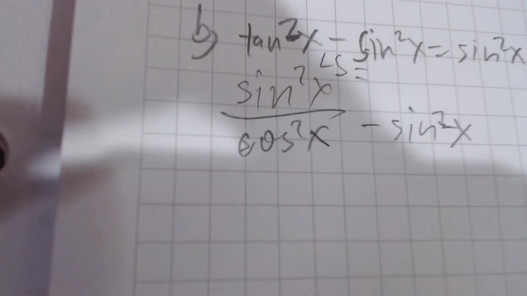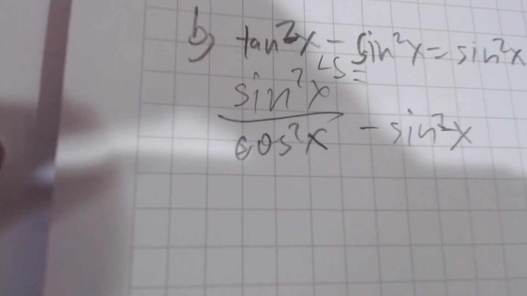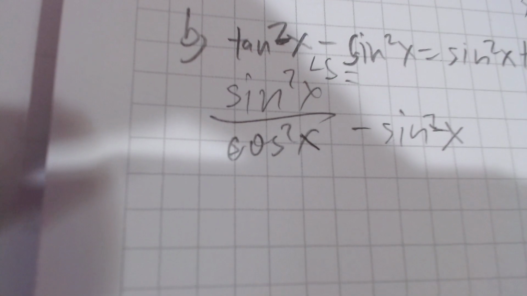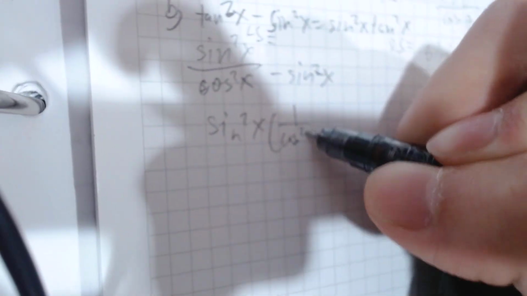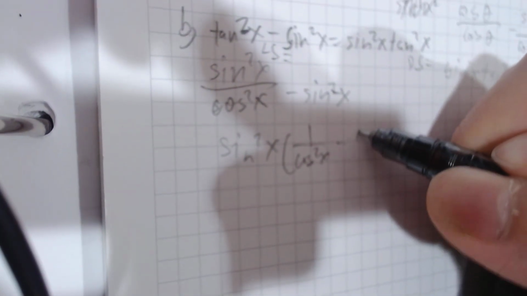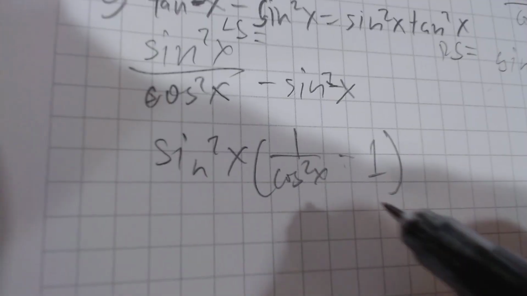Okay, so here you can't quite do anything yet, but just go back to the quick tips that Mrs. Colterman taught us, and one of them was factor. So you can literally factor this: sine squared x multiplied by 1 over cos squared x, subtract 1. See? You can factor this. Pretty easy too. And from this equation, let's go back to the original one and look at the right side. Right side equals sine squared x multiplied by tan squared x.